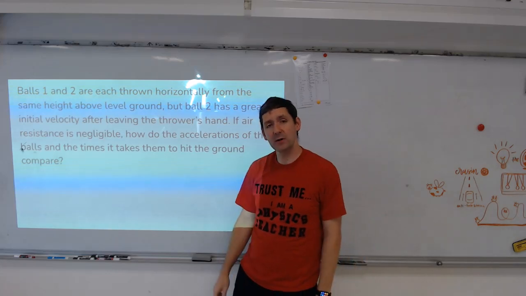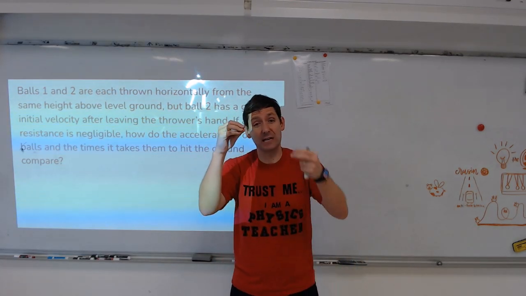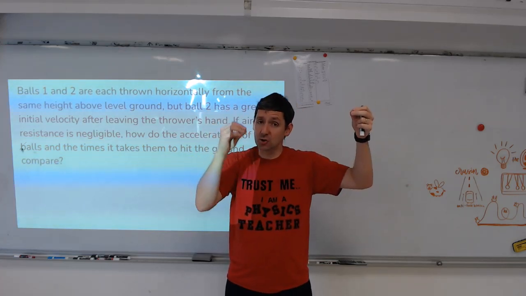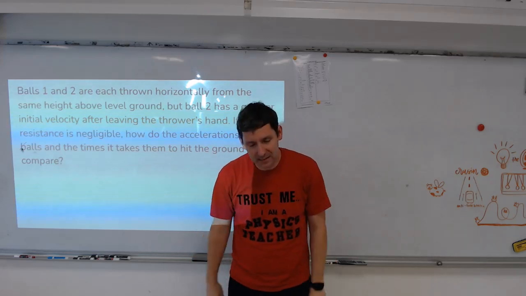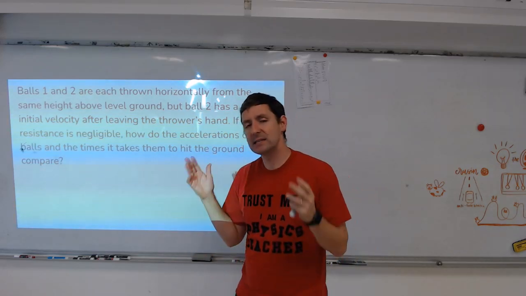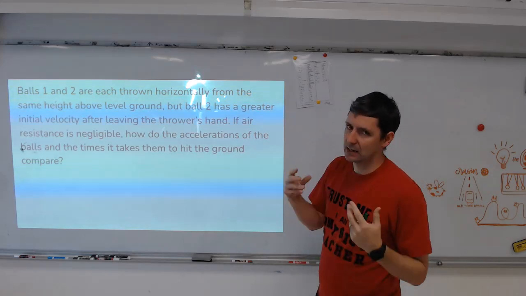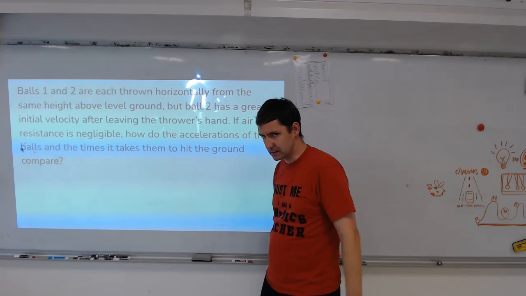This is the demo that we did in class. We had a ball that had 0 horizontal velocity and a ball that had a lot. And when I shot one and dropped the other at exactly the same time, we saw that they hit the ground at the same time. If that is the case, then it should mean that the time that it will take them is the same. The acceleration is the same, and the time is the same.